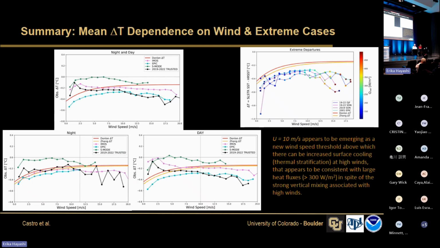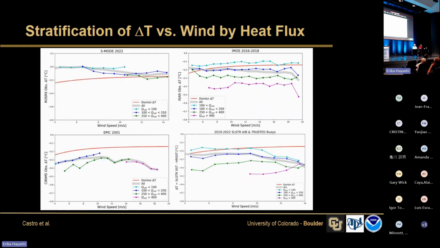And if you think about it, this is counterintuitive because this is saying that there's thermal stratification at the surface that is maintained only by the heat fluxes in spite of the large vertical mixing associated with high winds. The other thing that becomes clear here is that there's this shift up and down of the observed dependence with respect to Donlon.